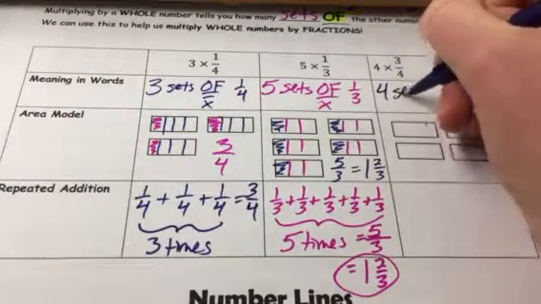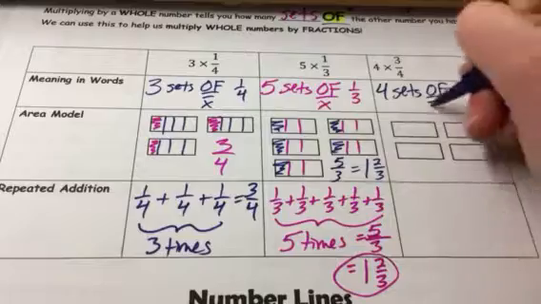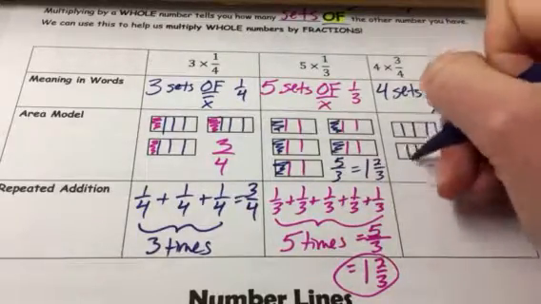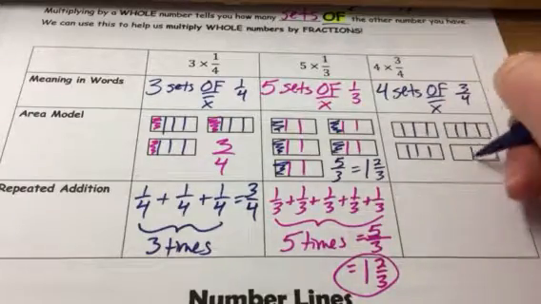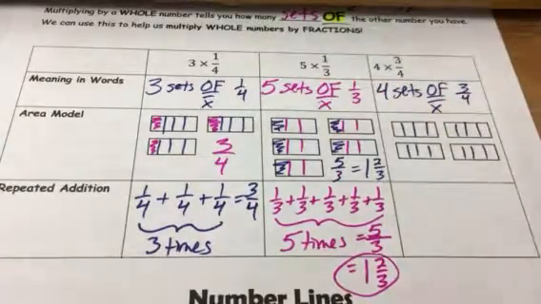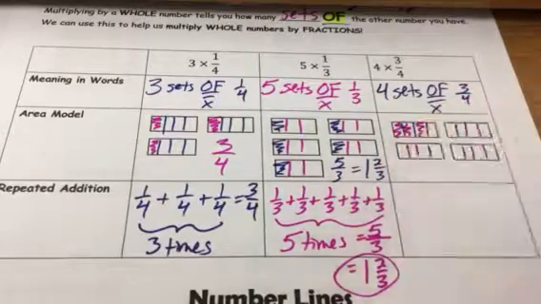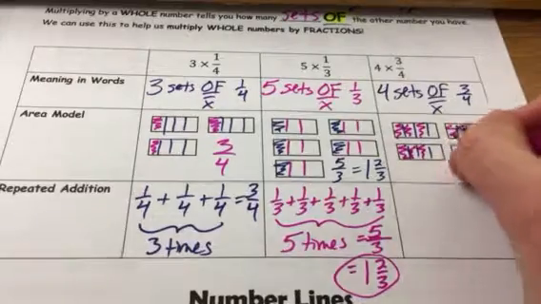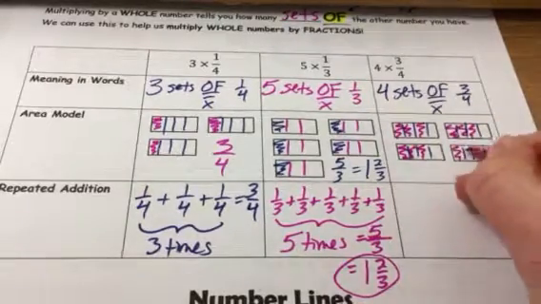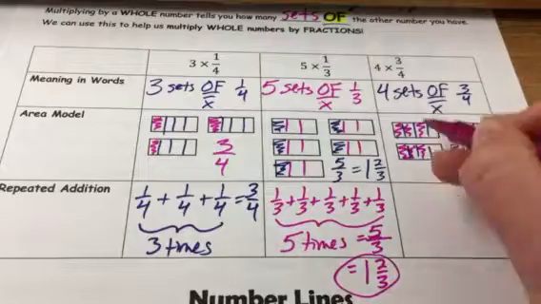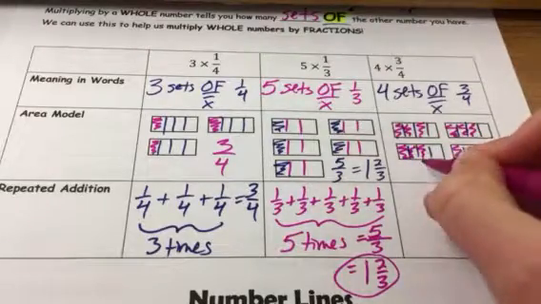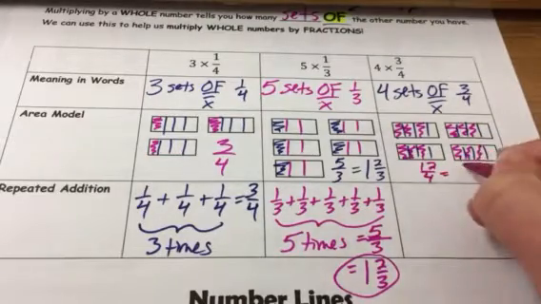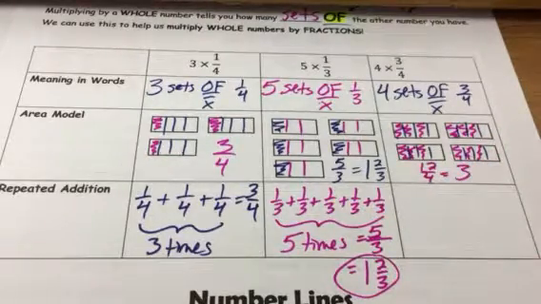This means I have 4 sets of, multiply, 3 quarters. So let's create quarters. I'm going to shade in 3 quarters. That's 1 set of 3 quarters. That's another set of 3 quarters. Here's my third set of 3 quarters. That's my 4th set. I have 3, 6, 9, 12 quarters in all. 12 divided by 4, because that's improper, is equal to 3 whole things.